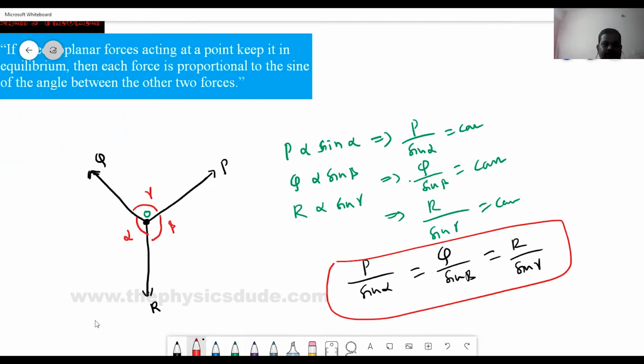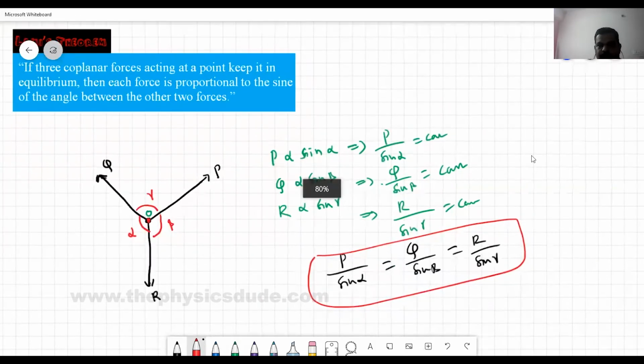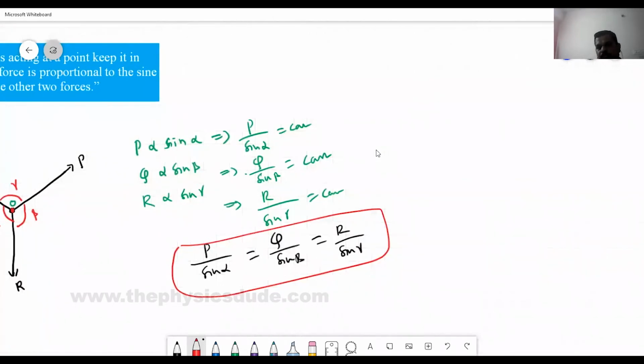So what Lami's theorem says is, whenever a particle is under equilibrium due to coplanar forces, and remember P, Q, R should lie in the same plane, then the ratio of those three is always equal. Now let us see the proof. What is the proof for Lami's theorem?